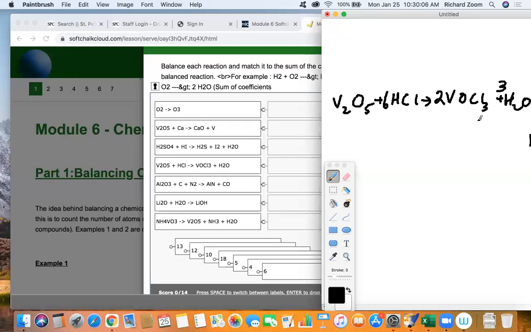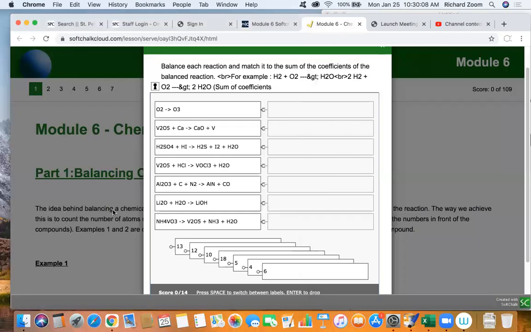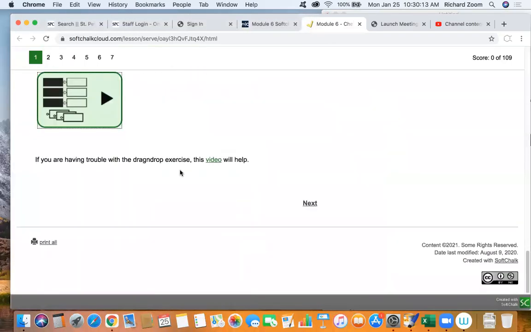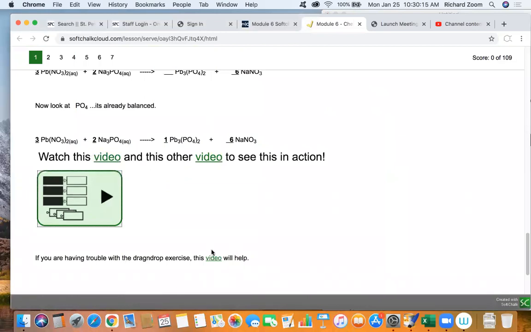All right, like I said, that's a good little exercise to do. And I do have a video that actually shows you exactly how to balance every single problem in that little exercise there. So that can be very helpful as well. Does anybody have any questions?